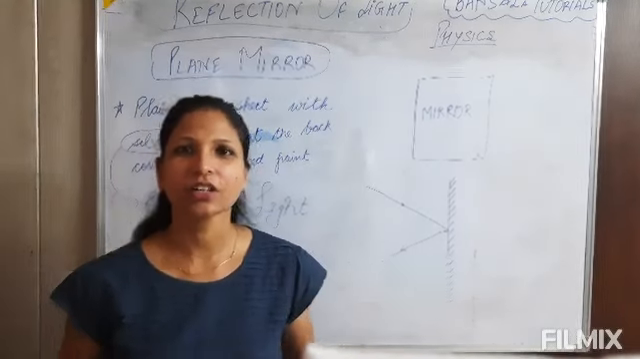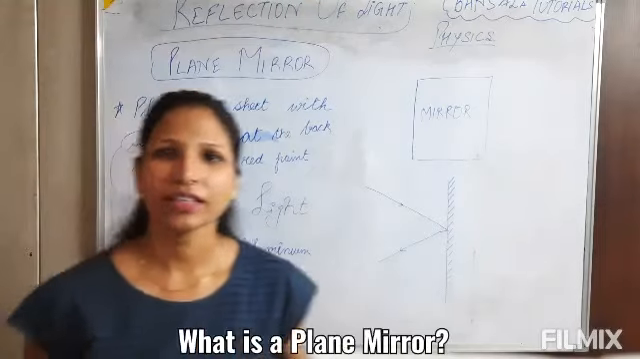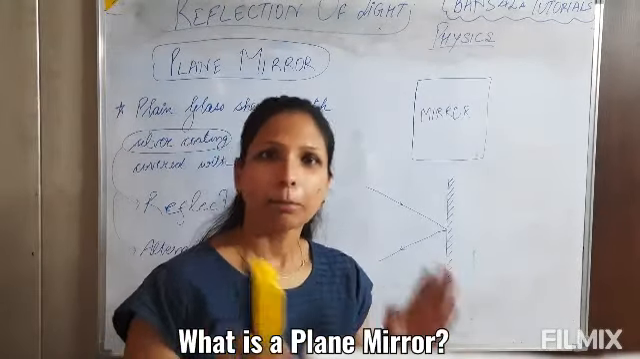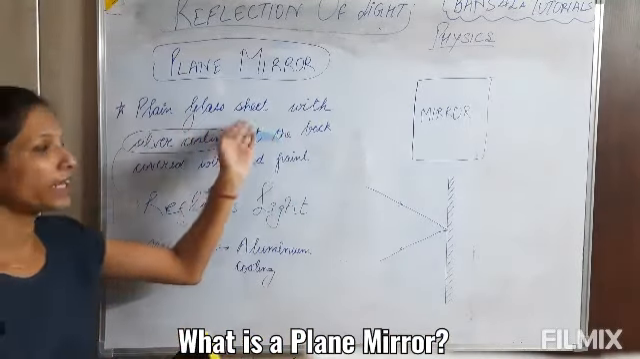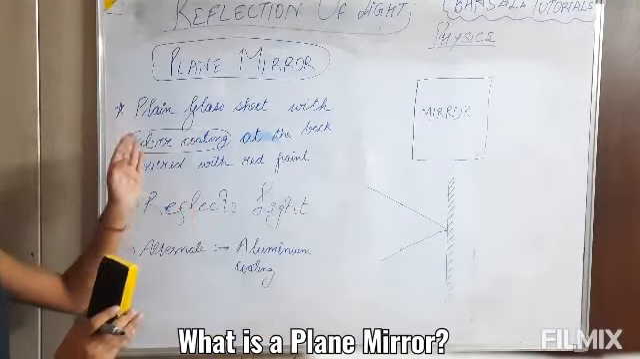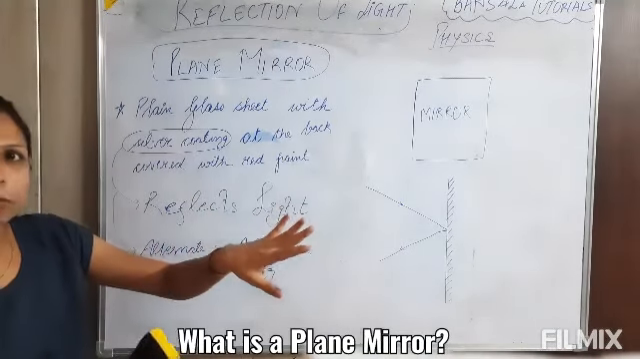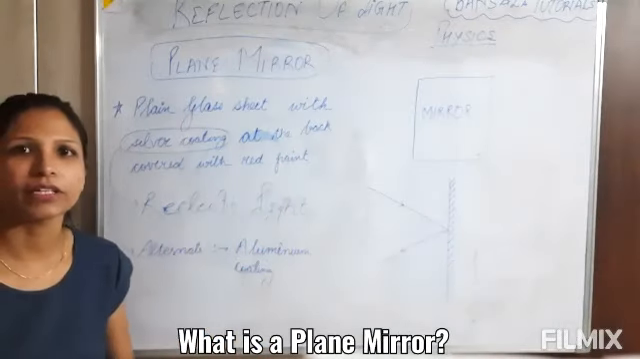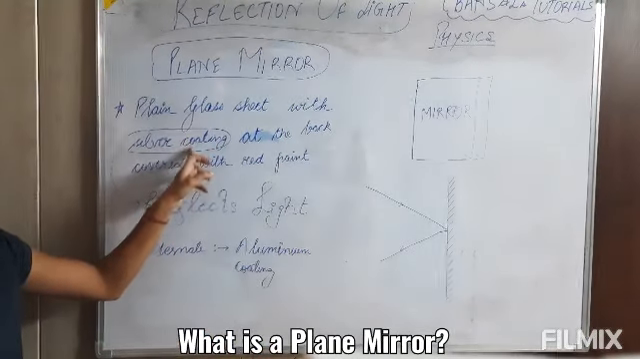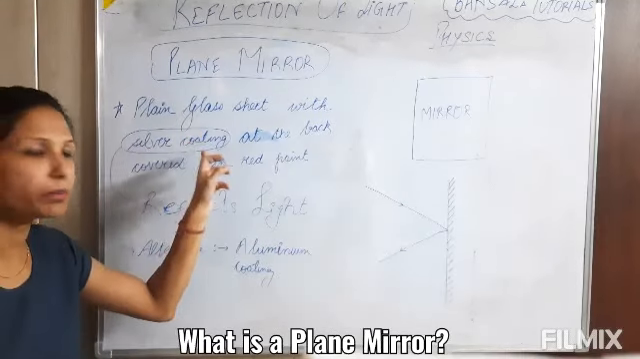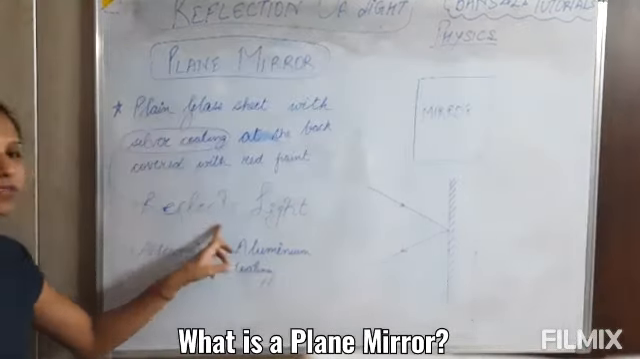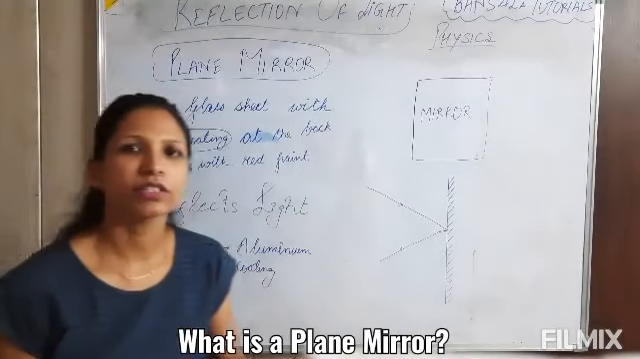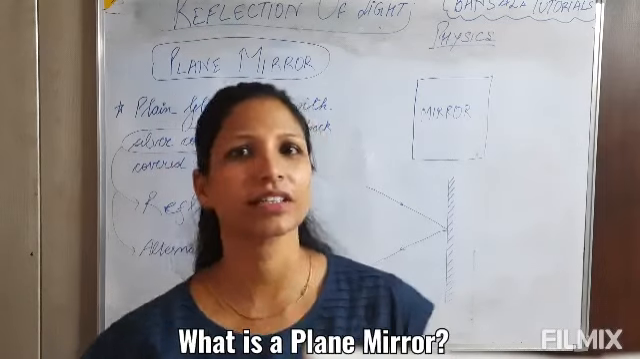Starting with the reflection of light on a plane mirror, first of all let me explain what a plane mirror is. A plane mirror is made from a plain glass sheet, but with a silver coating at the back, and then further at the back it is coated with red paint. Now this silver coating is the most important thing in a plane mirror, because this is the surface where light gets reflected. Why is silver used? Because silver is the best reflector of light.